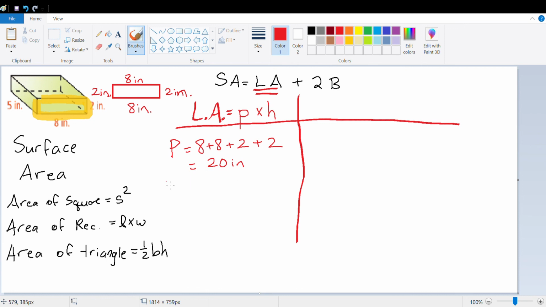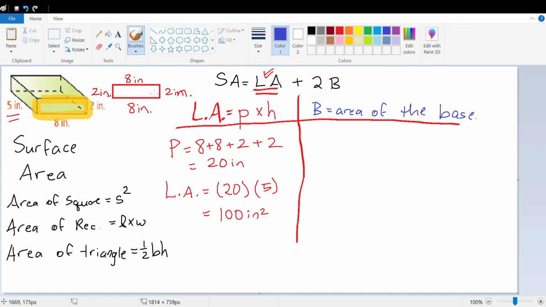Now, to calculate the lateral area, I need to do 20 inches times the third number I didn't use, which was 5 inches. So 20 times 5, that's going to be 100 inches squared. So we got the lateral area. Boom, it's done. Okay, so now we need to find the area of the base. We need to find what that B is. Remember, that's the area of the base.